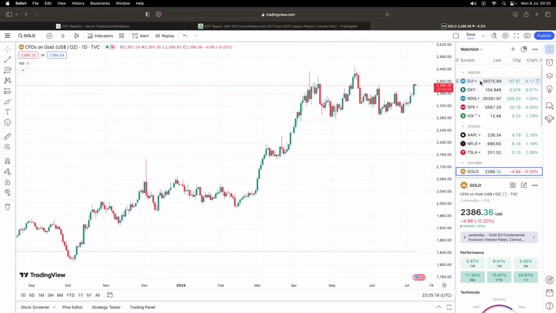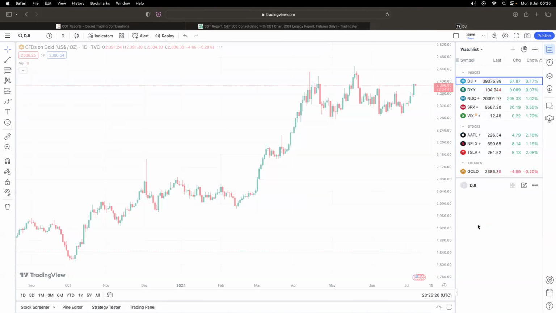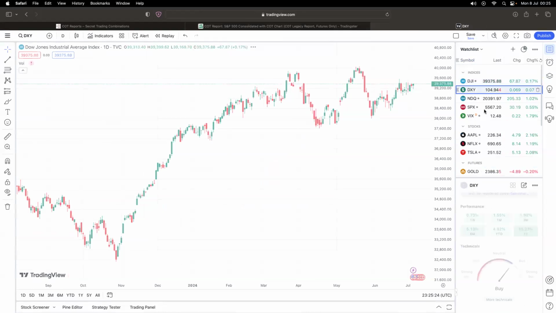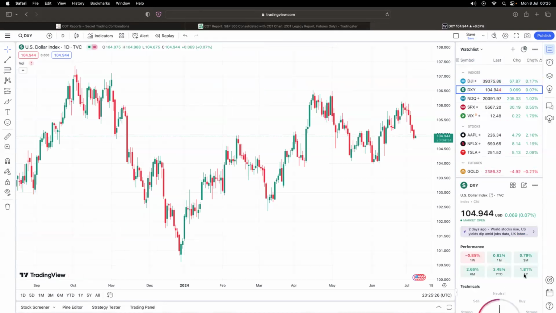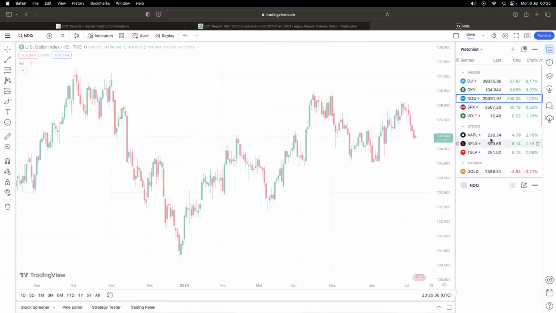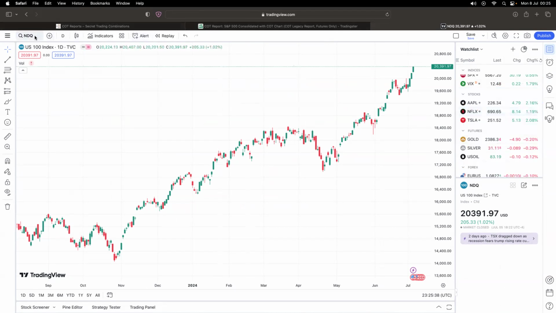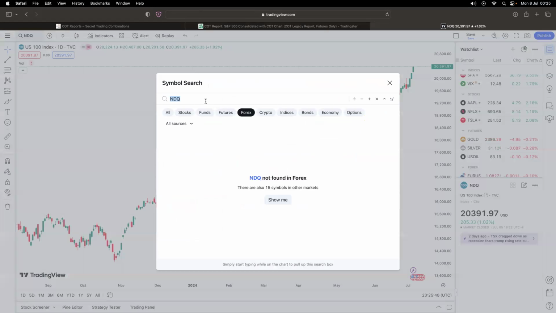So let me just look at some of the indices. I like to look at DJI, for example. You can see it's up 15% on DJI. DXY, okay, that's not okay, that's dollars actually. So yeah, that's futures. All right. NASDAQ, how many percent do we have on this? Yeah, these are not indices. Hold on, let me just pull up the indices right here.